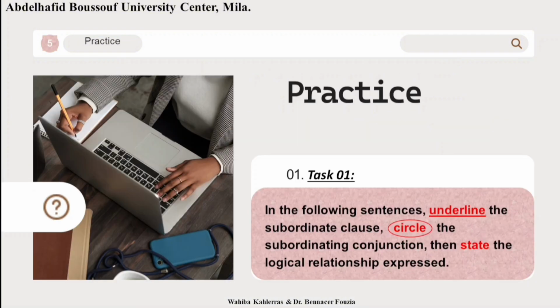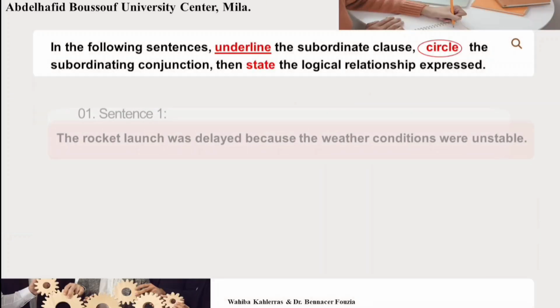Let's have a task to practice the rules we saw today together. In the following sentences, we are going to try to first underline the subordinate clause and circle the subordinating conjunction, then state the logical relationship it expresses. And we start with sentence 1.